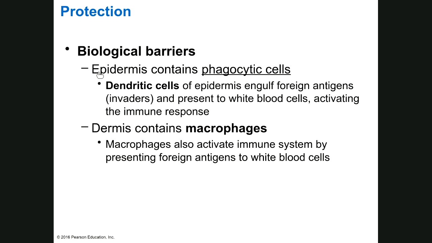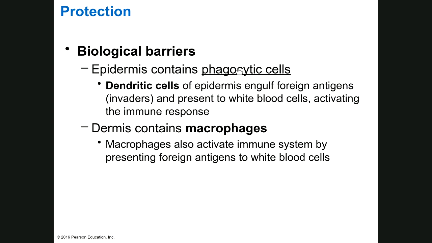All right, the third type of barrier, as far as protective function of the skin, is the biological barrier. Most of this really has to do with the immune system. So yes, we have a very large representation of our immune system in the skin. Remember that the epidermis contains Langerhans cells, which are also called dendritic cells. These Langerhans cells, remember, are going to do phagocytosis.